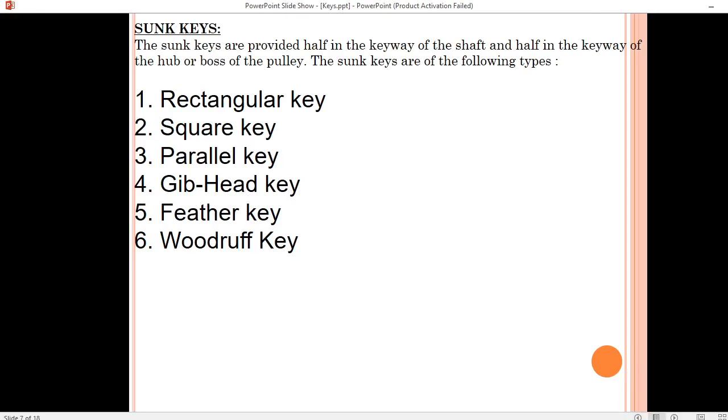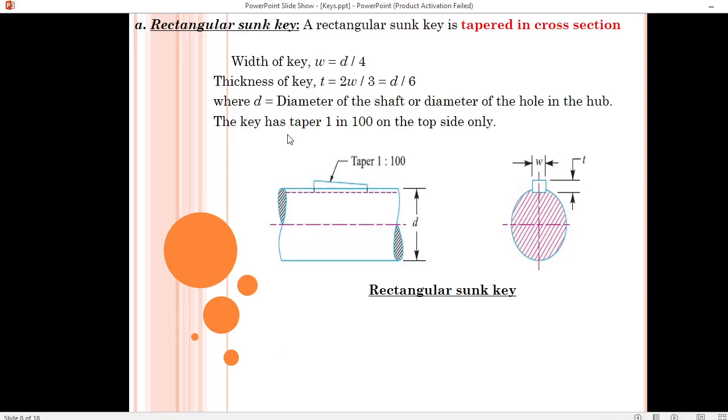So let us see what is a rectangular key. Rectangular sunk key is a sunk key that is tapered in cross section. So here you can see it is tapered in cross section. So W is what? W is D by 4. So here the width should be D by 4. So D is what? The diameter of the shaft, or the diameter of the hole in the hub.